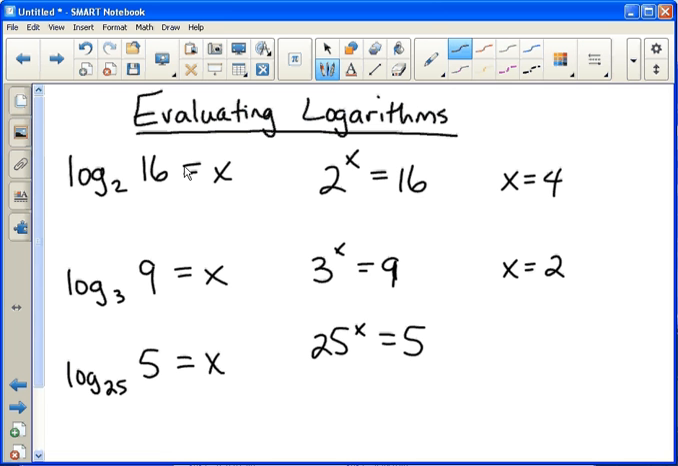Okay, well, think about how you get from 25 to 5. You don't square it or cube it, you actually square root it. So the square root of 25 equals 5. And if you remember, a square root is the same as a power of 1/2. So 25 raised to the 1/2 gives you 5. So remember, square root is the same as 1/2, cube root is the same as 1/3, and so on.